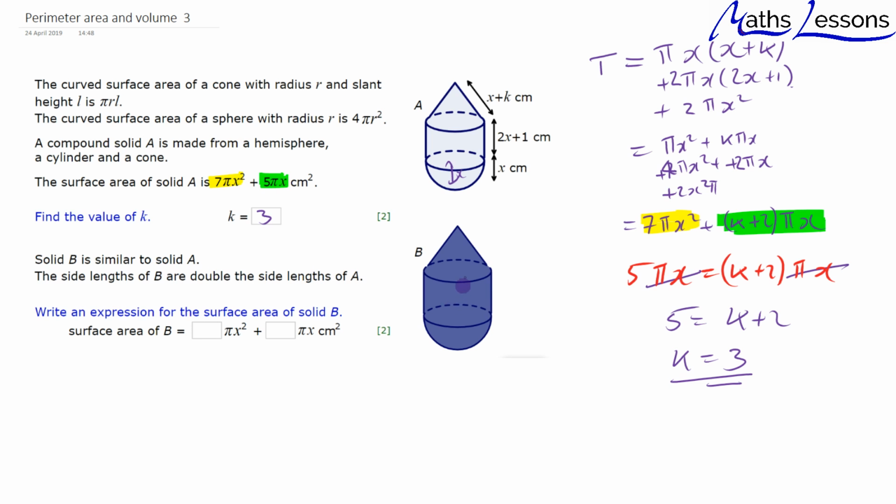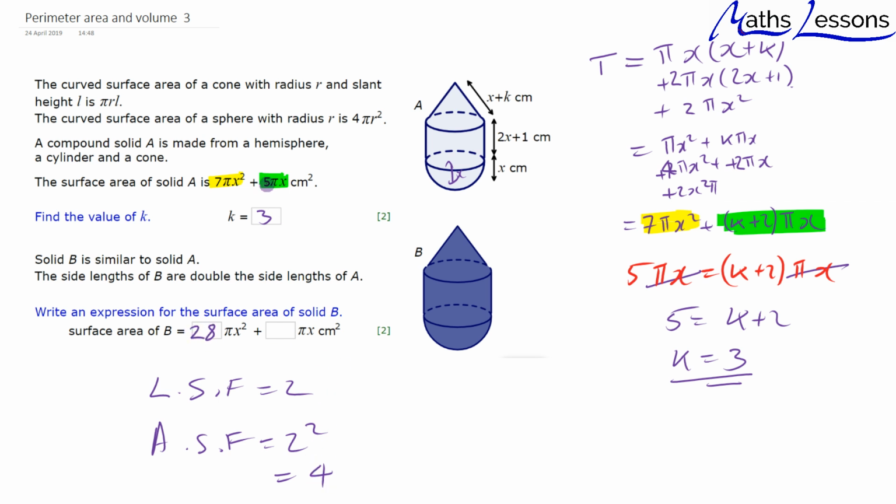Solid B is similar to solid A, and the lengths of B are double the lengths of A. So that means the length scale factor is equal to 2. So the area scale factor, remember from the previous video, is going to be equal to 2 squared. So that gives us 4. So basically the areas here are going to be 4 times the areas here. So 4 times 7 is 28.